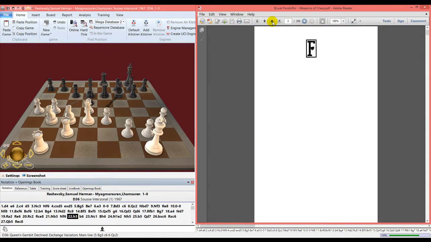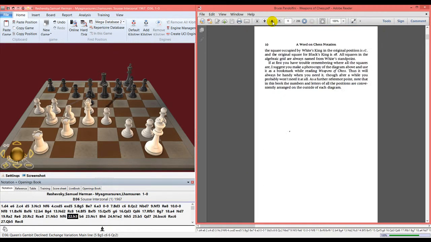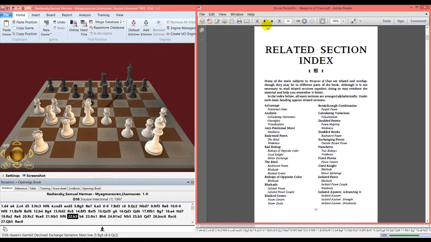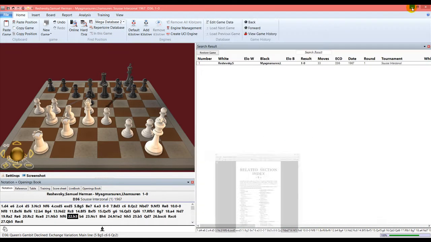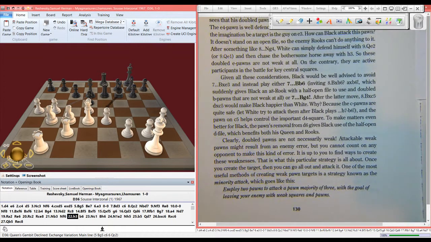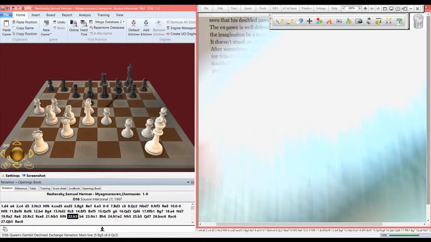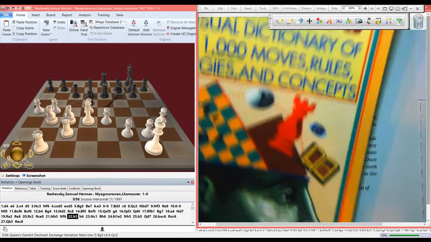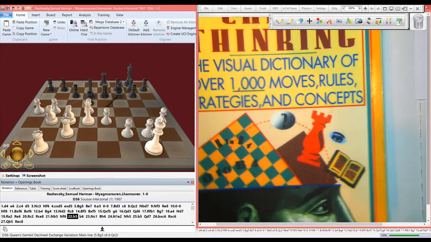We'll go ahead and look at a diagram. Now let's go ahead and move on. The minority attack related section is opening a file and pawn majority. Let's go ahead and pull this up. Down at the bottom where it says employ 2 pawns to attack, I want you guys to go ahead and see this for a minute.